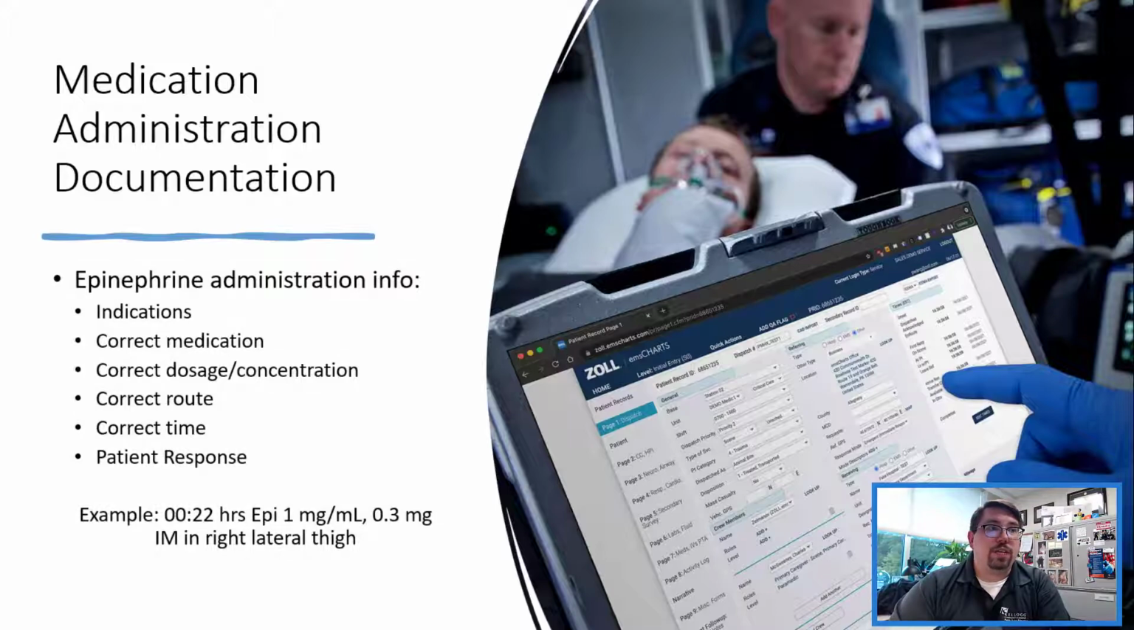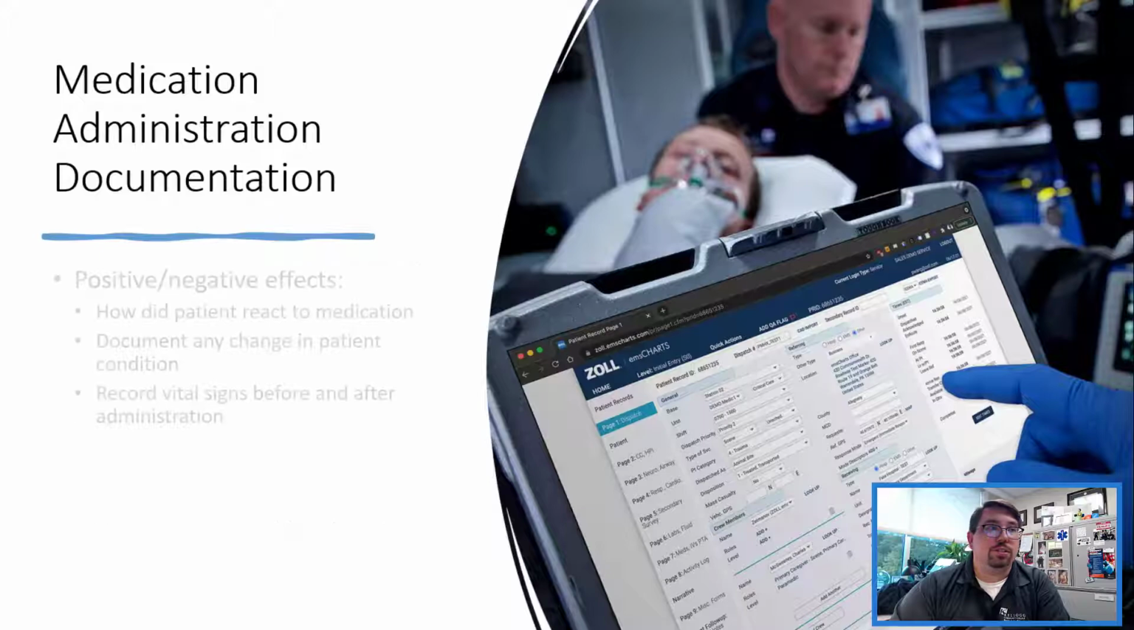We also want to make sure that, again, we recognize the indications, the correct medication, the correct dose and concentration, the correct route, correct time, and patient response. An example for proper documentation will include at 0-22 hours, epi 1 milligram per milliliter, 0.3 milligrams IM in right lateral thigh. That would be an appropriate way of documenting those procedures.